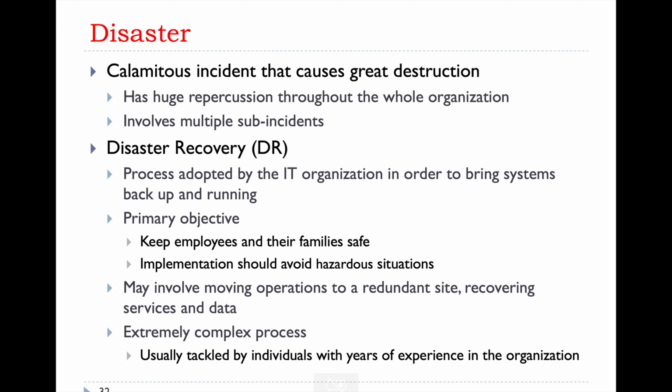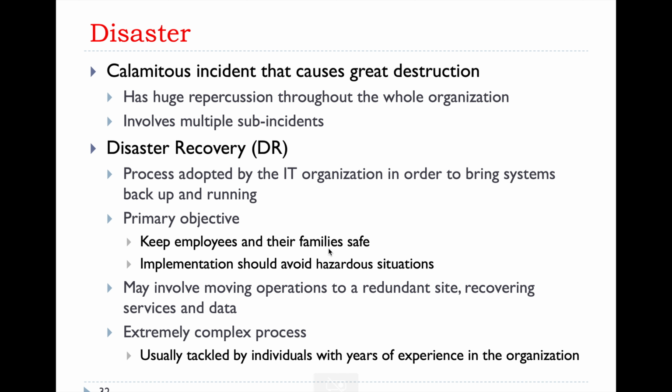So, for example, at a university, we usually give our lectures in class. We usually give our quizzes in class. You usually have to present in class and do your project in group in class. So all this had to change during COVID. So usually it involves multiple sub-incidents. And what we usually have to do so that we better deal with those disasters is to have a disaster recovery plan. It is a process that is adopted by the IT organization in order to bring systems back up and running. The primary objective in this case is to keep the employees and their families safe.